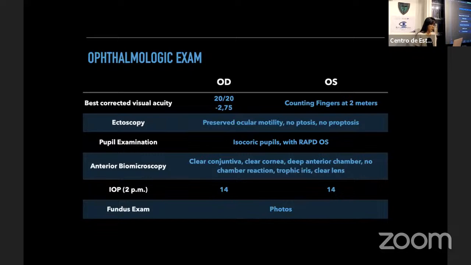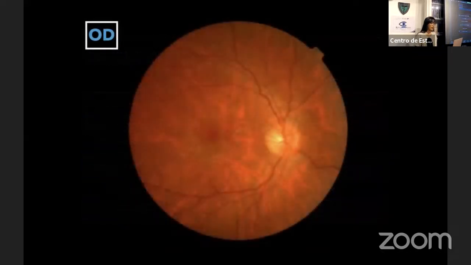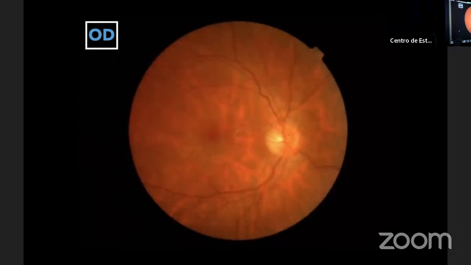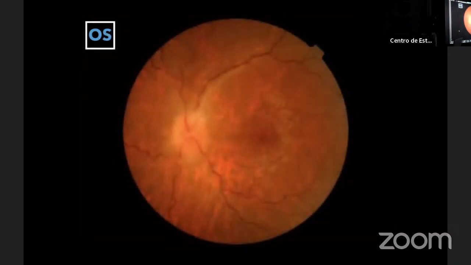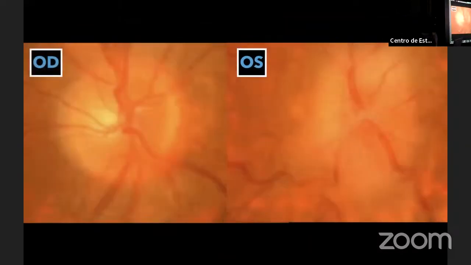In his fundus examination, he had a pink optic disc with sharp margins, a cup-to-disc ratio of 0.3, normal vessels, normal macula, and attached retina. And in his left eye, he had swelling of the optic nerve, vessel tortuosity, normal macula, and normal peripheral retina. And here we can compare the two optic discs.